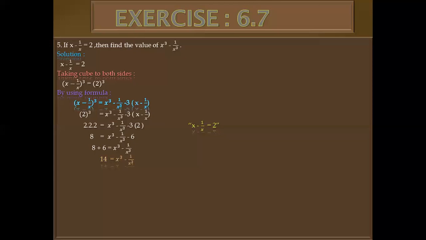On one side, the cube of (x minus 1 over x), so we put 2 and we take the cube of 2. And on the other side, 3 into (x minus 1 over x), again we put here the value of x minus 1 over x, which is 2. The cube of 2 is 8. 8 is equal to x cube minus 1 over x cube minus 3 twos, which are 6. Now this is minus 6. When you shift it to the other side, 8 plus 6 will be 14. x cube minus 1 over x cube is equal to 14.